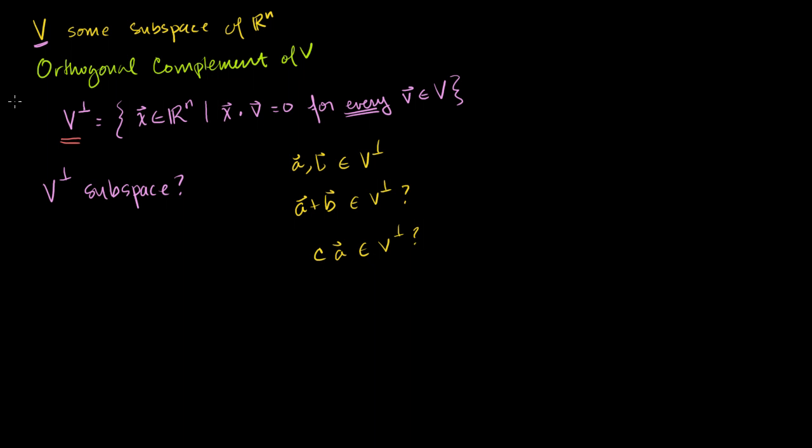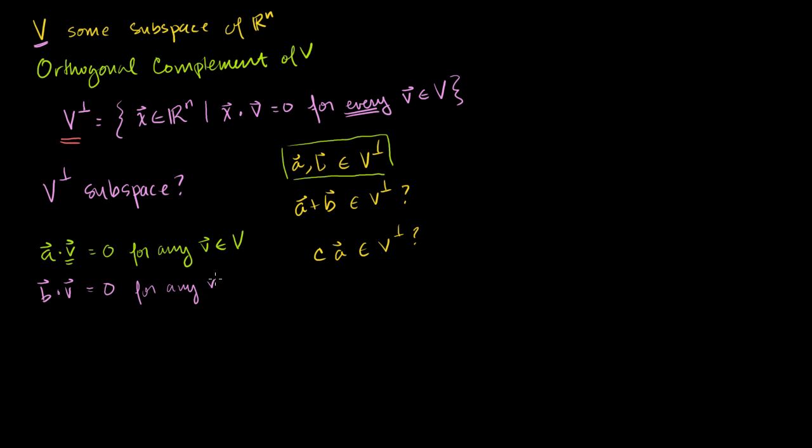So what does this imply? What is the fact that A and B are members of V perp? That means that A dot v, where this v is any member of our original subspace V, is equal to 0 for any v that is a member of our subspace V. And it also means that B, since B is also a member of V perp, that B dot any member of our subspace is also going to be 0 for any v that is a member of V.